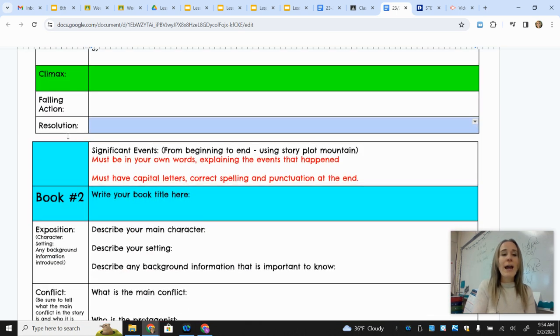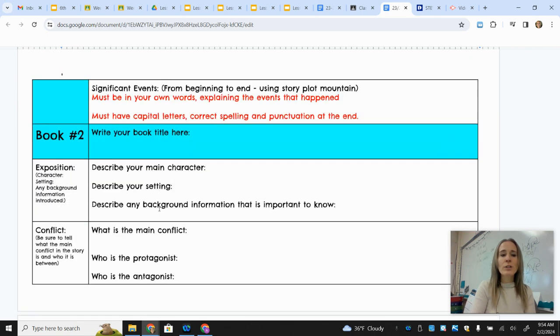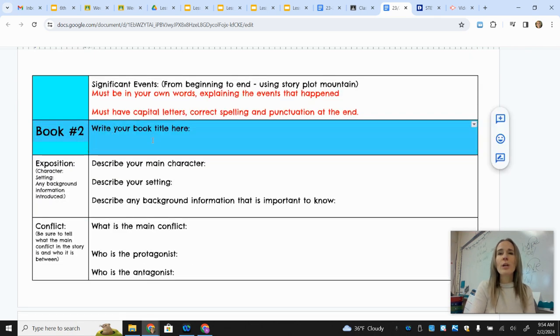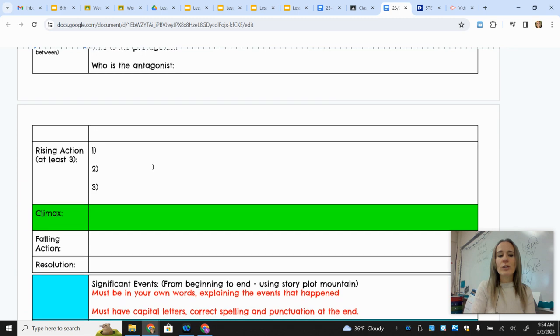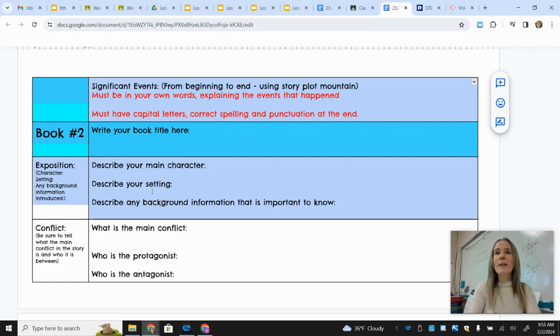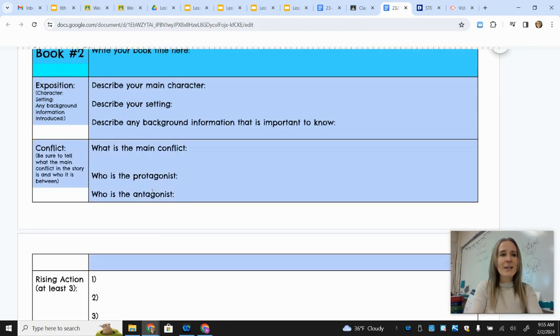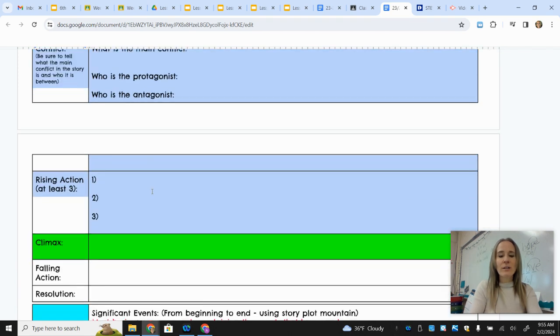Okay, and for every book you have, there's a new plot chart. So this one's totally different. So book number 2, you would write your book title here, okay, and fill it out for that book too. Now, what I'm going to have you practice doing is, let's go ahead. If you read more than 2 books, which many of you will this quarter, you're going to copy this entire empty chart. You guys can do it right now.